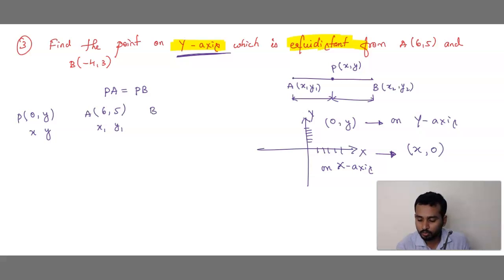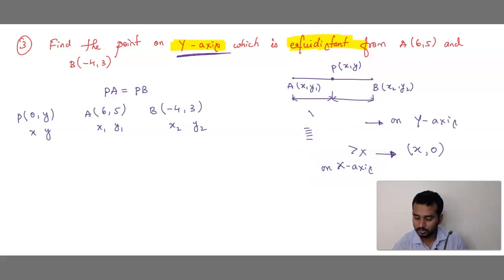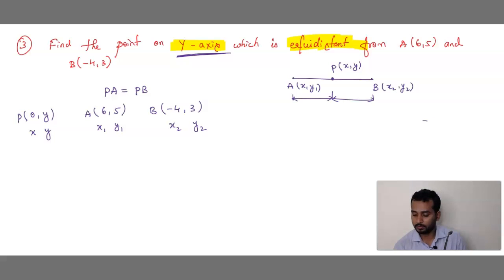What are the coordinates of B? Minus 4 comma 3. That's nothing but x2 and y2. Any doubts? Is this clear? The basic concept? Yes. Now, let me start solving the problem.